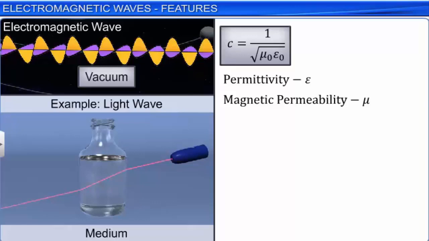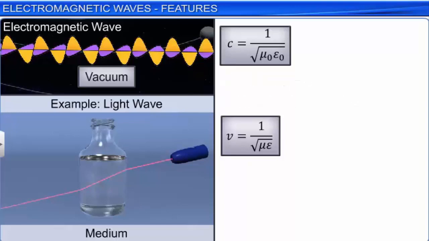Hence, the velocity of an electromagnetic wave in a medium is written as v is equal to 1 by square root of mu epsilon. By this expression, we can conclude that the velocity of electromagnetic waves in a medium depends on the electric and magnetic properties of the medium.